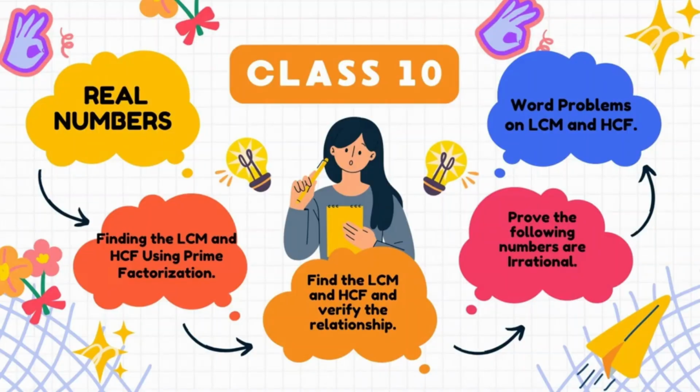Now I am going to brief you about some quick points of all chapters. First chapter is real numbers. We have HCF and LCM of numbers using prime factorization. Learn the property: HCF into LCM is equal to the product of the numbers.